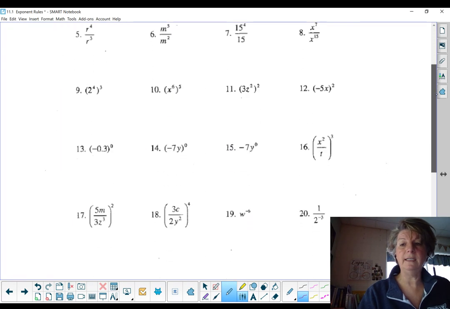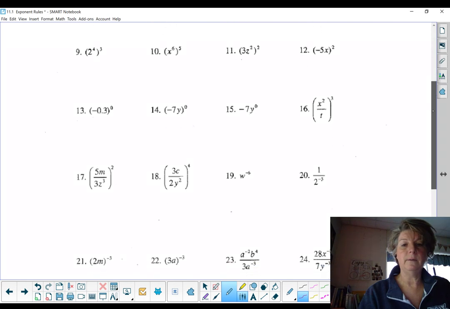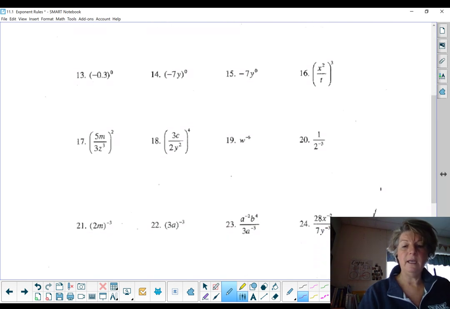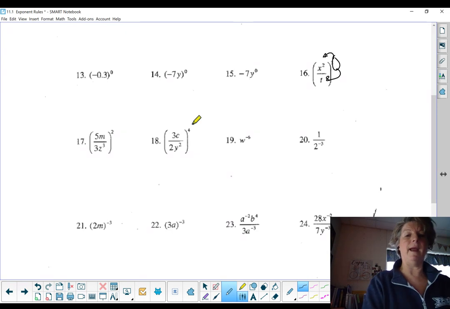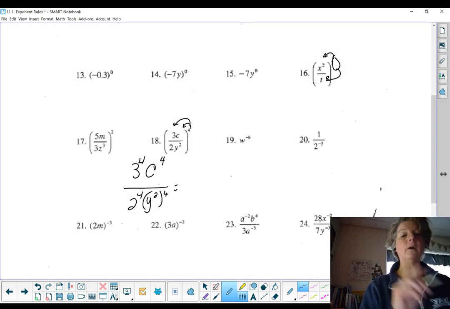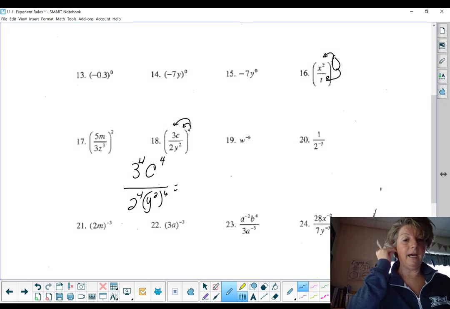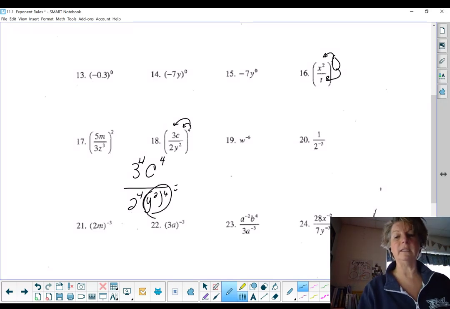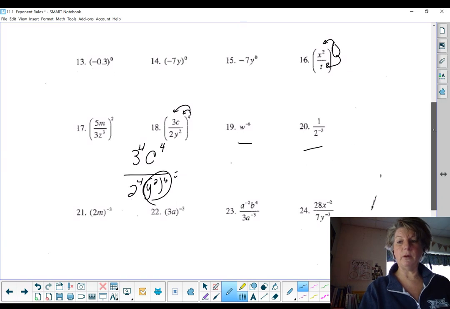I'm just scanning through this. What I would say on this one is we've got to apply that 3 to both the top and the bottom, right? And then 17 and 18, oh wow, do they ramp up, right? The 4 will apply to this. This will become 3 to the fourth, c to the fourth, 2 to the fourth, y to the second raised to the fourth. And now simplify that, and then use the quotient rule. I would probably work here next and simplify that. We've got some negative exponent rules. You'll handle those with ease.